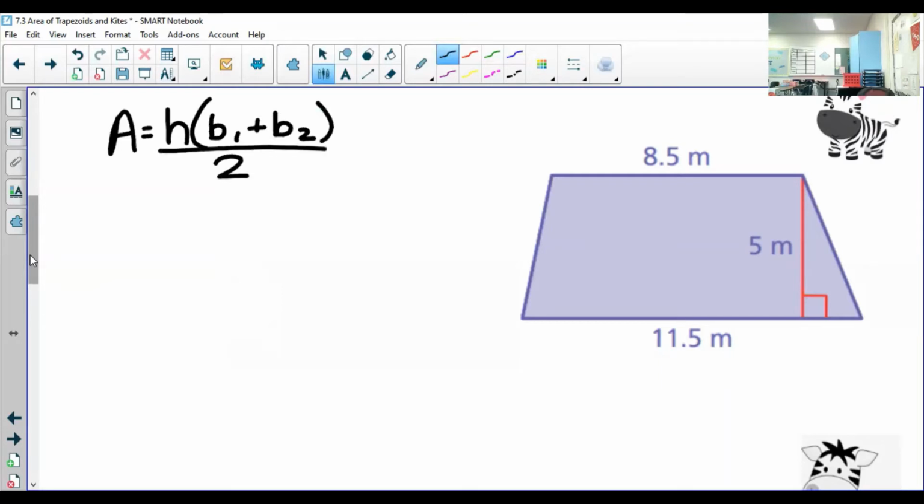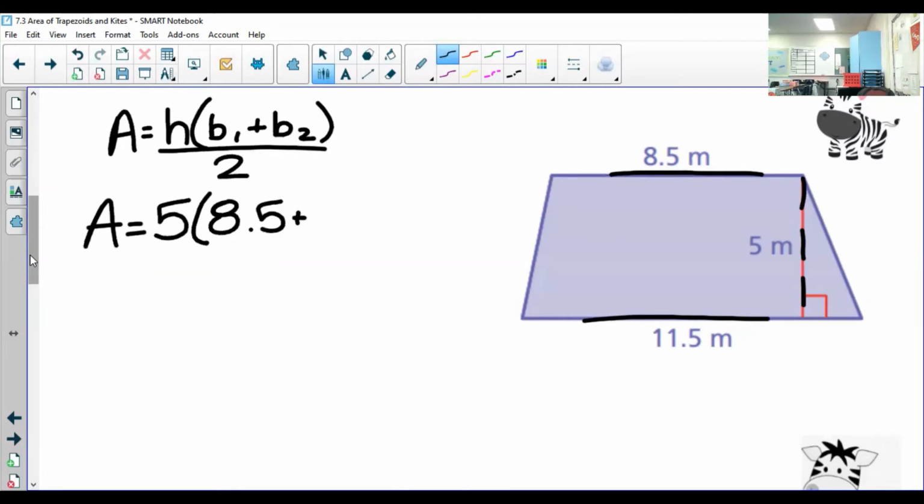Okay, here's my trapezoid. It's a little bit different looking trapezoid, but still a trapezoid. So I've got my height right here and my base and my base. So let's plug it in. We're going to have area equals 5 times 8.5 plus 11.5, and then we divide that by 2.